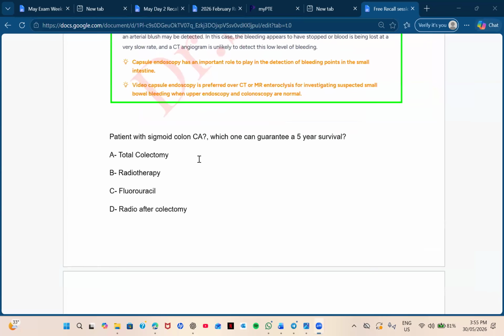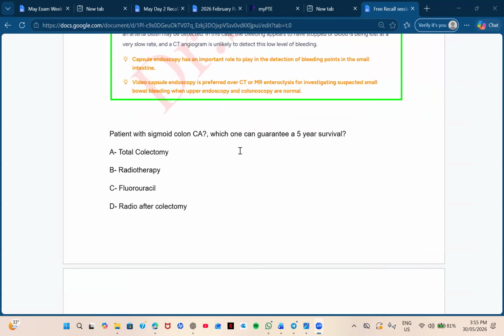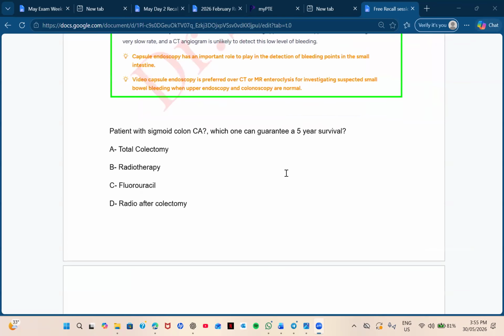So the next one: patient with sigmoid colon cancer, which one can guarantee 5 years survival? Okay, you are asking again about the indication for CT angiography. Patient should be hemodynamically stable with active ongoing bleeding, with a past history of melena or whatever, but at the moment, active bleeding is ongoing. In that case, you have to go with CT angiography.